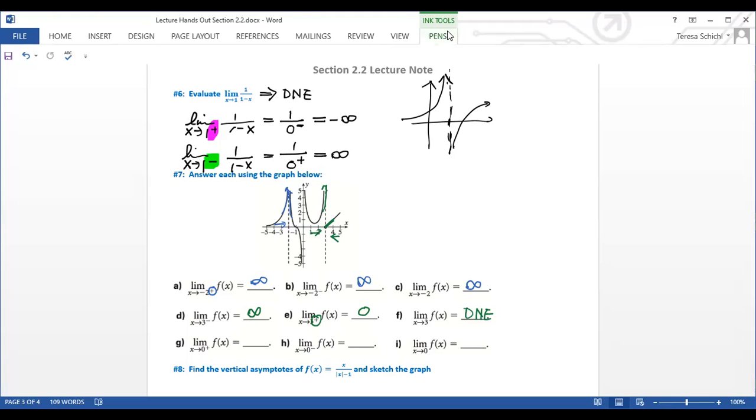Now let's take a look at the other ones here. The limit as x approaches 0 from the right-hand side, that means from this end, so my function value goes here. What is my limit? Positive infinity. And then my limit as x approaches 0 from the left-hand side. What is the limit of the values here? They go down here, so I'm going to negative infinity. So what is this one here? It does not exist.